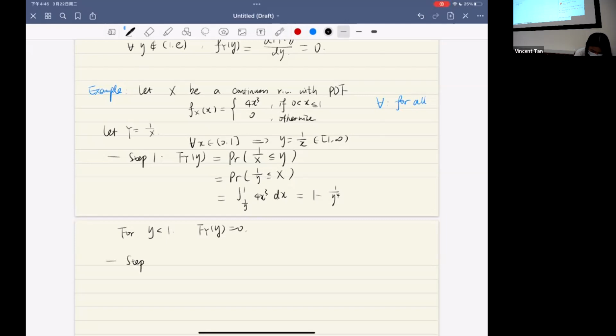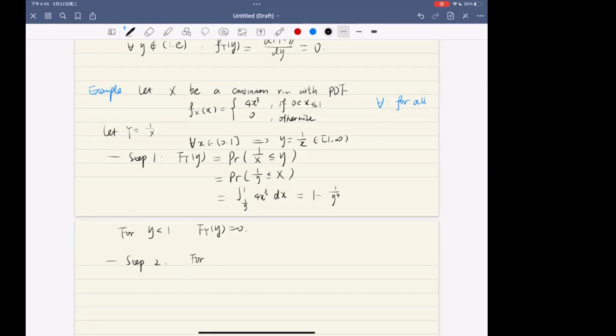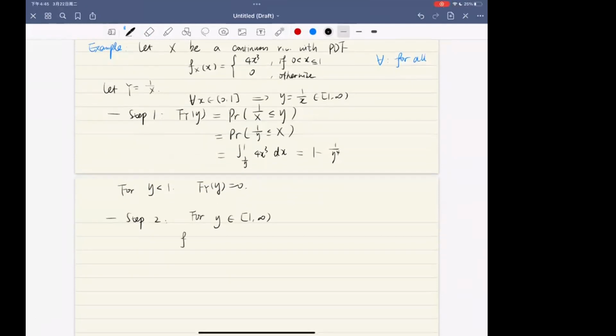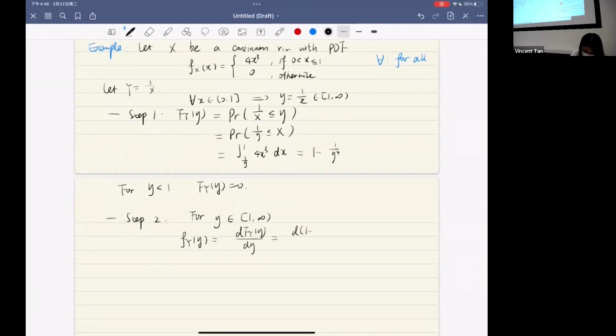Step 2. We derive this: 4 over y to the power of 5. And for y smaller than 1, fy is equal to 0.